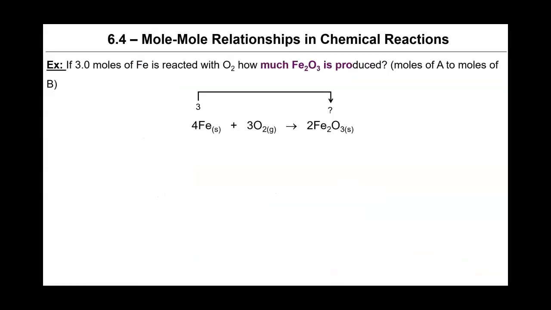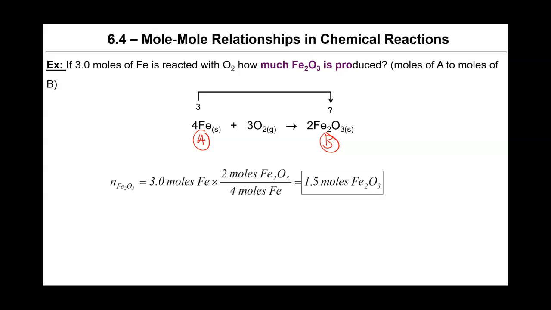Here's another one where we're reacting iron with oxygen to produce Fe2O3. And the question reads, if 3 moles of iron is reacted with O2, how much Fe2O3 is produced? And again, we can recognize this as being a moles of A to moles of B type problem. Iron is our A, and Fe2O3, what we're turning it into, is our B.